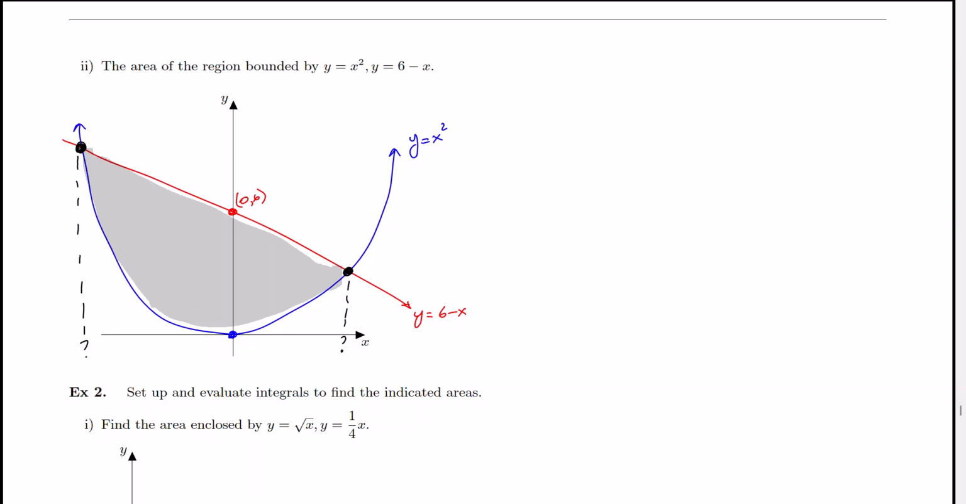To determine the places where the functions intersect, we will basically say that the y's are equal at those locations, and we will set up this equation. So to find the intersection of the two curves, we will say that we want y1 to be equal to y2, where y1 and y2 are the given functions. So we want x squared to be equal to 6 minus x.